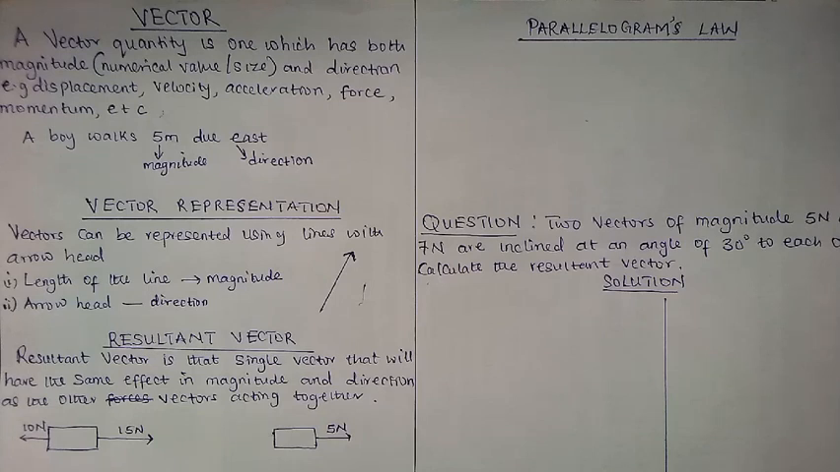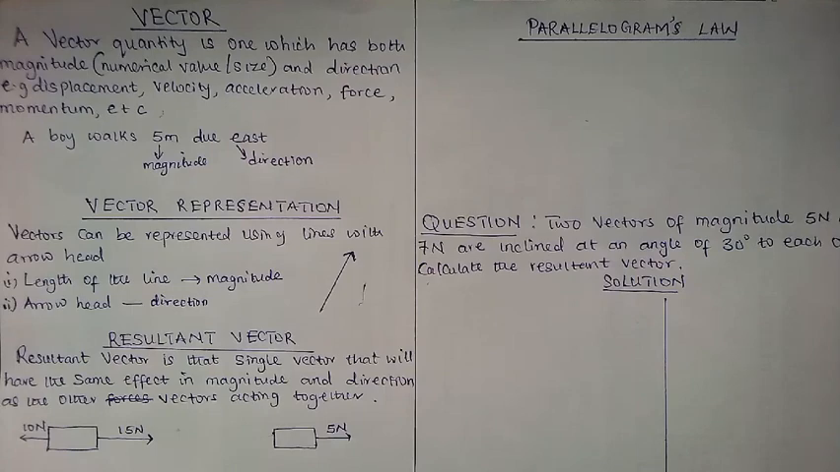So a vector quantity shows the magnitude, or the numerical value or the size of the vector, as well as the direction. Examples include displacement, velocity, acceleration, force, momentum, etc. Unlike scalar quantities, which have only magnitude but no direction, vector quantities have both magnitude and direction.